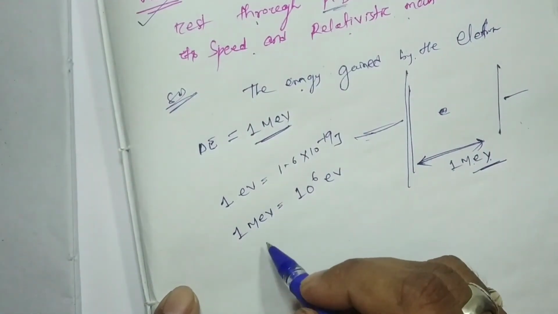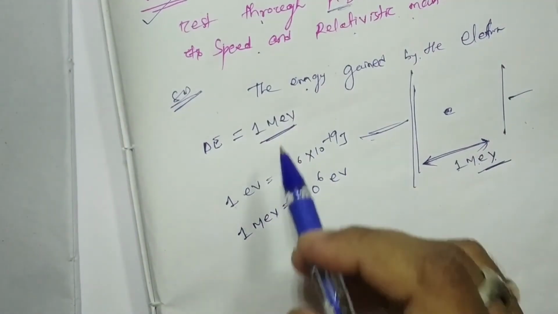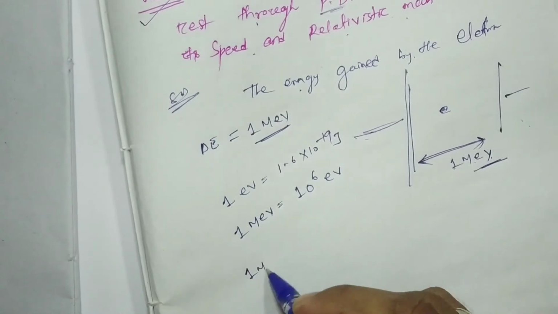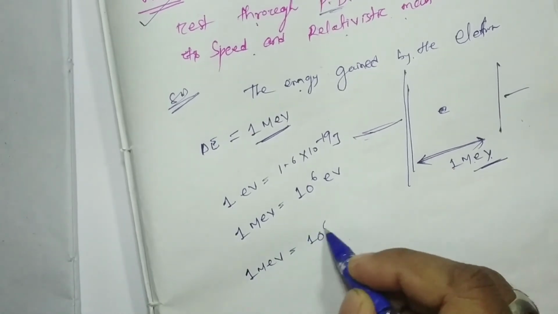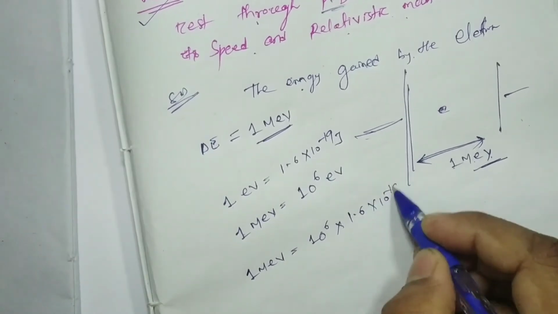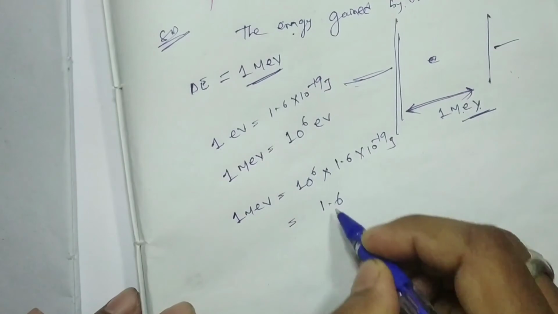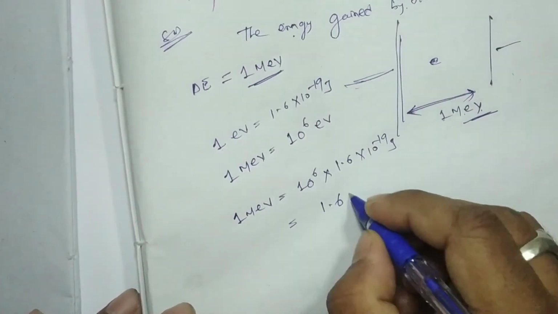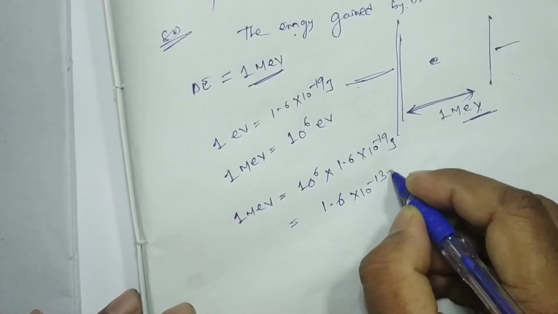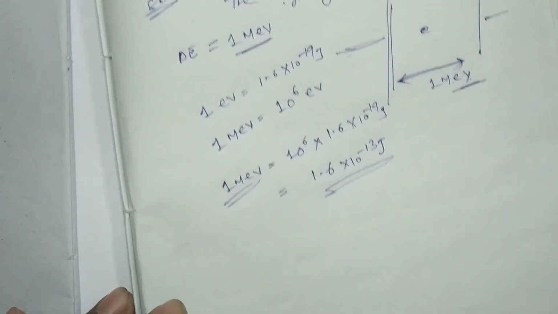And hence this 1 mega electron volt will be 10 to the power 6 into 1.6 into 10 to the minus 19 joule. We can find that it is 1.6 into 10 to the power minus 13 joule. 1 mega electron volt is nothing but this much joule.